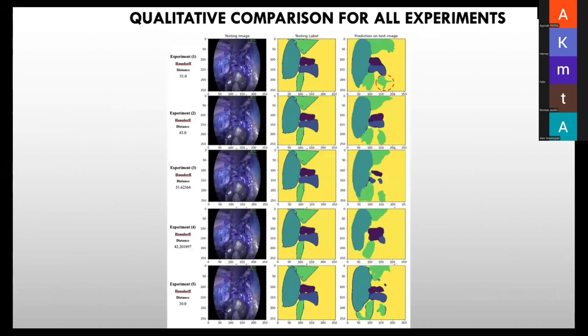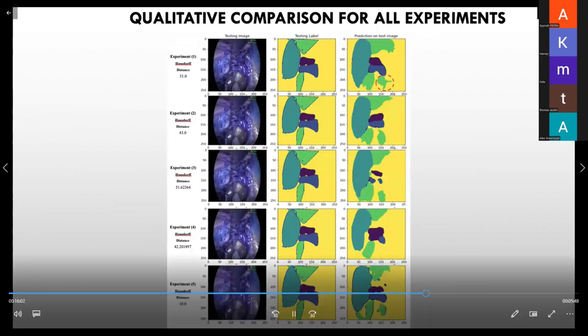So, the same picture, and you see here, for example, this part is not labeled in the manual labeling, but the system can predict that this one is part of the liver. And it gives us wonderful results.